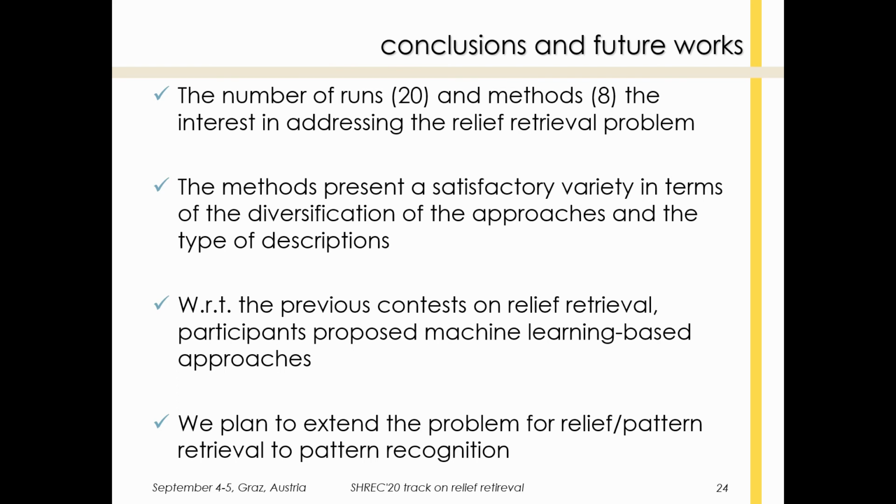Talking about new contests, the performances of some of the methods we received this year suggested that it could be possible for next year to create a contest on a harder version of the relief retrieval problem, which is relief pattern recognition. In this, surfaces are characterized by no pattern, one pattern, or more than one pattern. The goal, starting from a set of query reliefs and another set of models, is to check if and where the query reliefs are on the models of a given dataset.